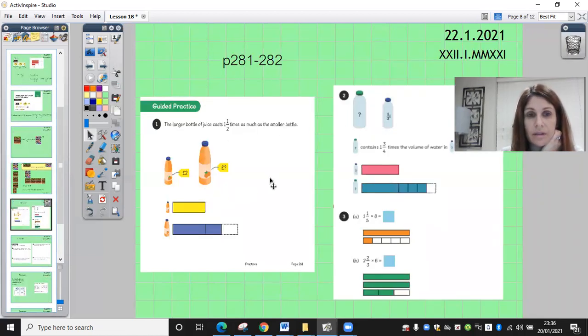Right, okay, so let's have a look then at guided practice today. You're going to be doing guided practice on pages 281 and 282. Same thing, and they've given you some bar models to think about. The smaller one is £2. If that much is £2, what will this one be? This is the larger one. So use what you know. Annotate your drawings. That's really, really important. Annotate all of them.